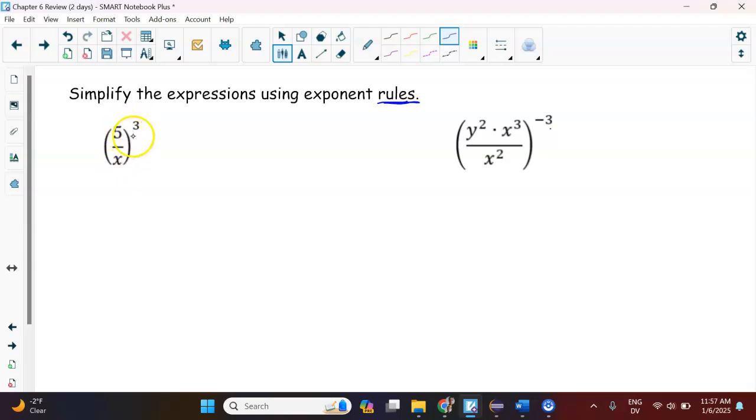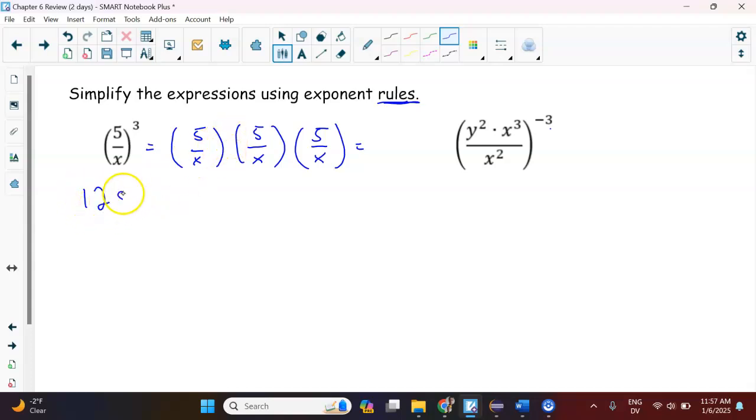Okay, so on this first one, the 3 gets distributed to both the 5 and the x. But again, if I can't remember that, all I got to know is that little 3 means I have this fraction 3 times. Okay, and then once I get there, my numerator is just 5 times 5 times 5. My denominator is x times x times x, which is x cubed. And again, the idea is it technically gets distributed in. But if you can't remember that, expand it out and go from there.